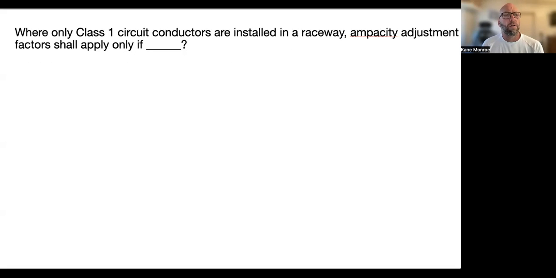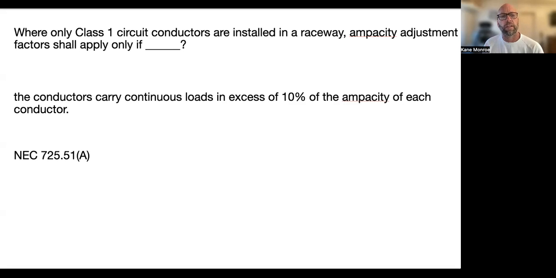All right. Where only Class 1 circuit conductors are installed in a raceway, ampacity adjustment factors shall apply only if blank. First off, guys, don't get Class 1 and Division 1 confused. Division 1 is when they're talking about explosion-proof or classified areas. Class 1 is your low voltage stuff. So if you're looking in 500, 501 for Class 1 circuit conductors, you're in the wrong spot. You need to go back further. And the answer is the conductors shall carry continuous loads in excess of 10% of the ampacity of each conductor. And that's in NEC 725.51(A). So don't get that confused. Don't get Division 1 and Class 1 confused.